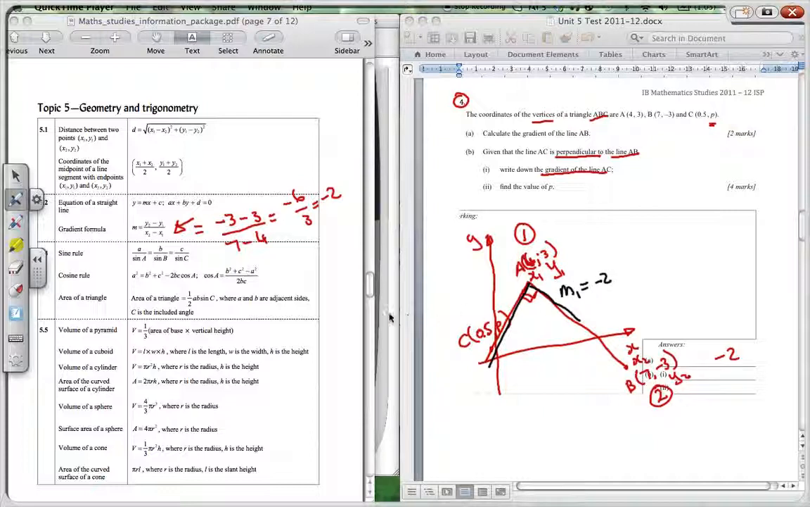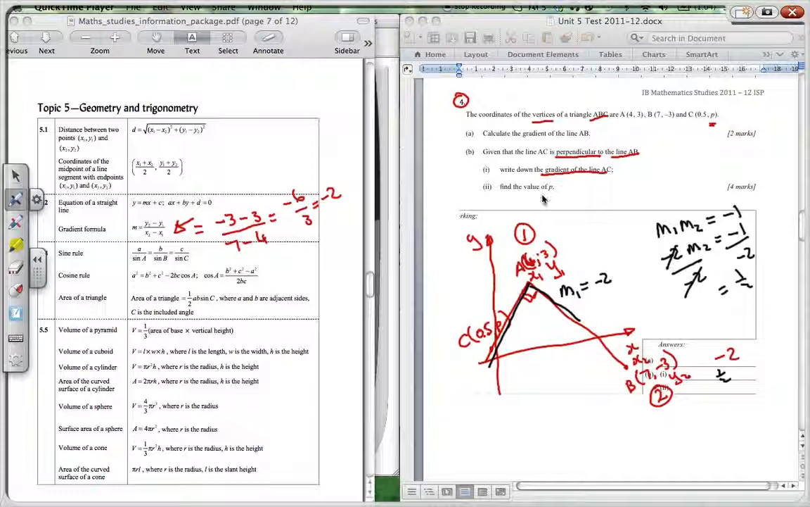We've worked that out. Now the formula for when one line is perpendicular to the other is that M1, the slope of the one, times the slope of the other, is equal to -1. So if M1 is -2, times M2 is equal to -1, I'll divide both sides by -2. A minus divided by minus is positive. I'm going to get 1/2. So this will be 1/2.